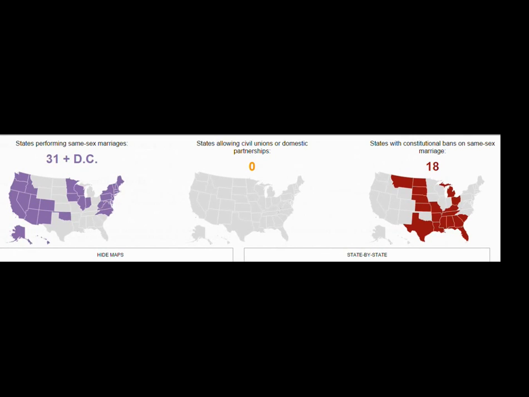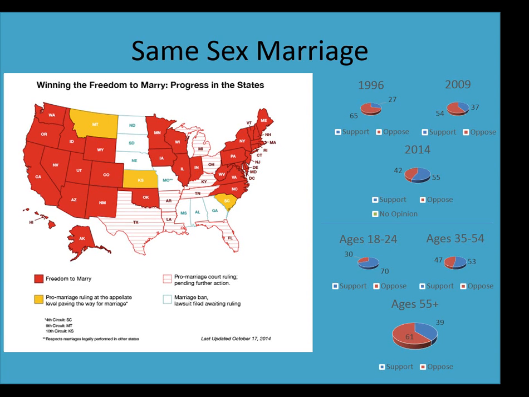So that was a span of, what, 20 or so years. And as far as social issues go, that's a pretty huge shift. Some of the polling over here is from your book, but I've given you the updated numbers. In 1996, 27% supported, 65% opposed. In 2009, it was 37% support, 54% opposed. And in 2014, we're at 55% support, 42% opposed, and then 4% no opinion.